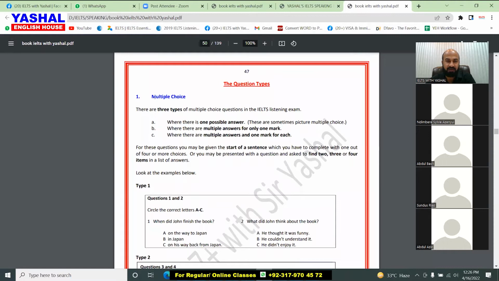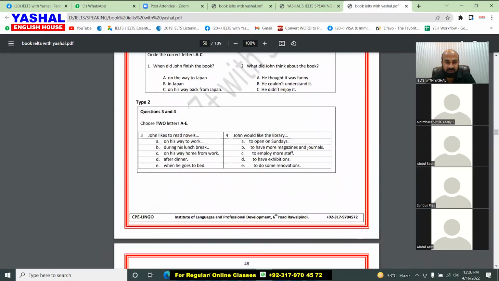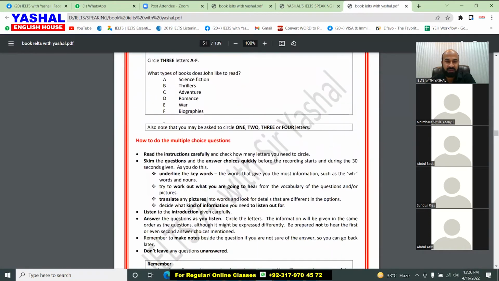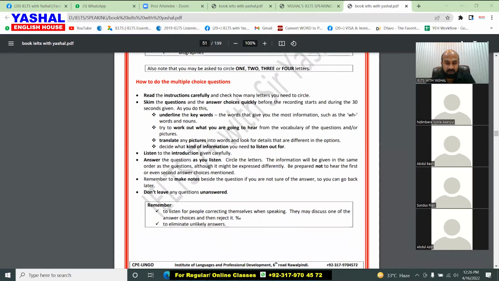We have prepared the tips and tricks. For example, for multiple choice, we have mentioned what kind of questions you would be getting and how to do them. For example, read the instructions carefully and check how many letters you need to circle. You are supposed to circle 1, 2, 3, 4. You need to underline the keywords. Then skim the questions and answer choices. These are the things you are supposed to prepare.